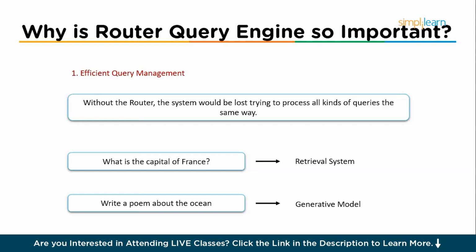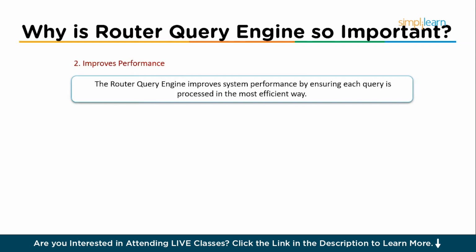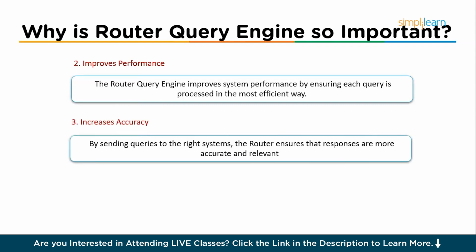Now moving on to the next, we have improving performance. The router query engine improves system performance by ensuring each query is processed in the most efficient way. It reduces unnecessary work and speeds up the response time. Now moving on to the third one, we have increased accuracy. By sending queries to the right system, the router ensures that responses are more accurate and relevant. So it helps avoid sending creative tasks to a factual system or vice versa.